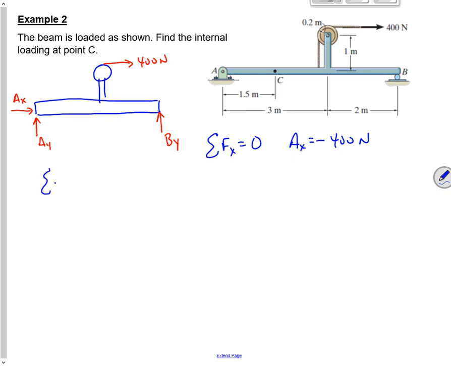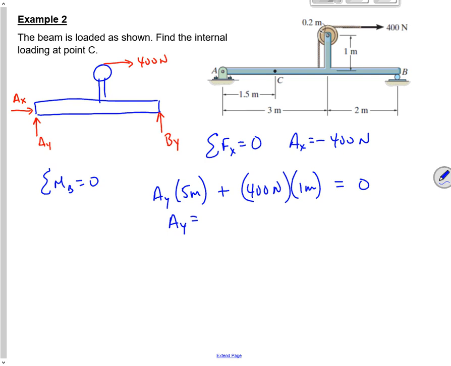Then I do the sum of the moments about B equals 0. Sum of the moments about B. So I get AY times, how far is that? 5 meters. That's going to make it rotate clockwise. Right, then I'm also going to get this 400 Newton force times 1 meter. That also makes it rotate clockwise. And that's it. I solve for AY and I get minus 96 newtons. So it points down. So AX points to the left and AY points down.